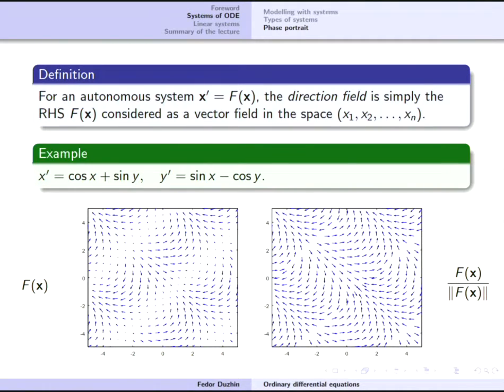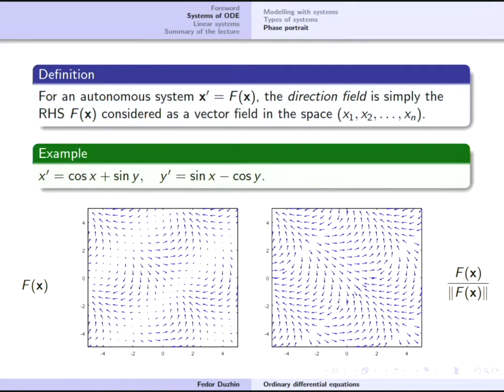Notice that, just like for first order equations, we can plot the whole vector, which means that the length of the arrow that we are actually plotting is proportional to the real magnitude of the vector. Or we can just forget about the length and just plot the direction. Then all the arrows are going to have the same length. Which way is better is not clear.